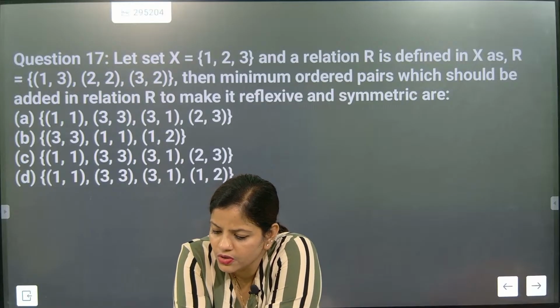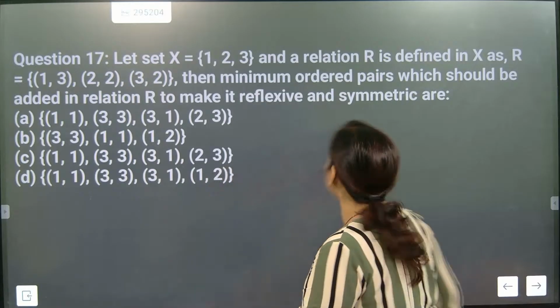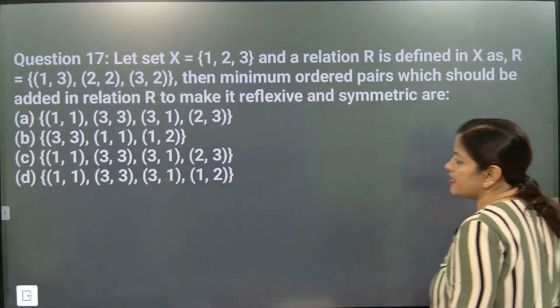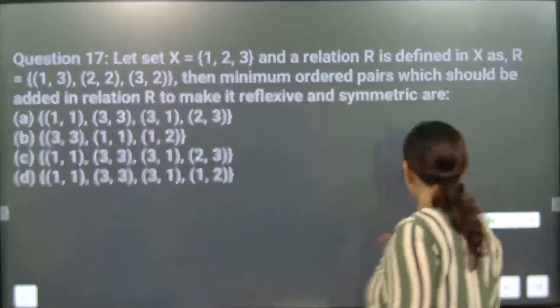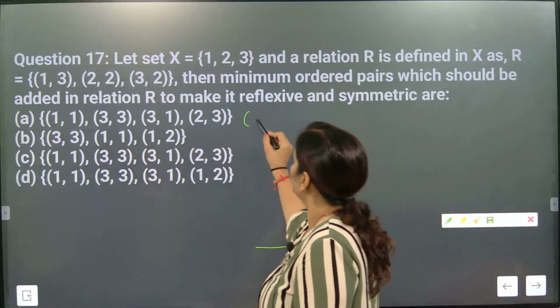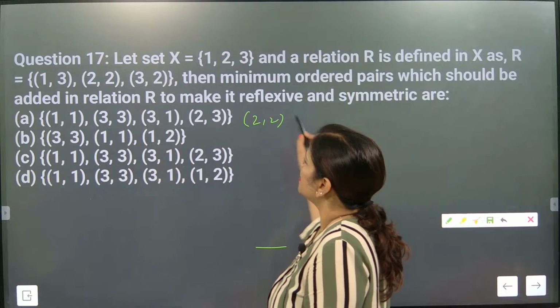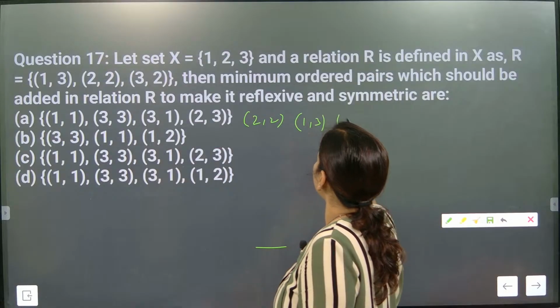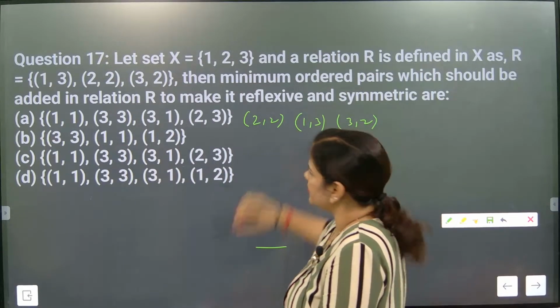Come on, we will do like this. Check one, check how to do. Those people who have not attended the session, I don't know what type of hell they are in. So 2 2 is missing here. Now here 1 3 is missing and here 3 2 is missing. So 3 elements are missing.